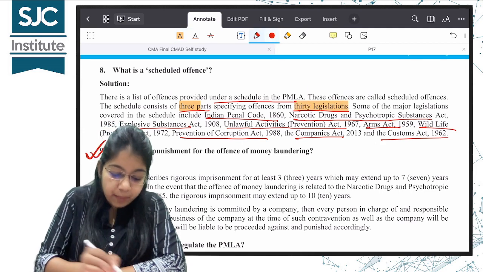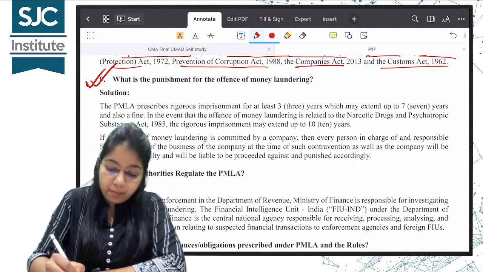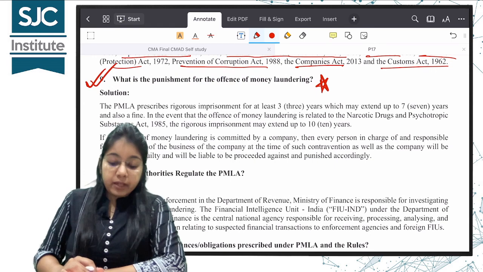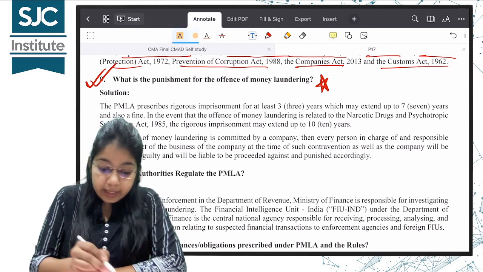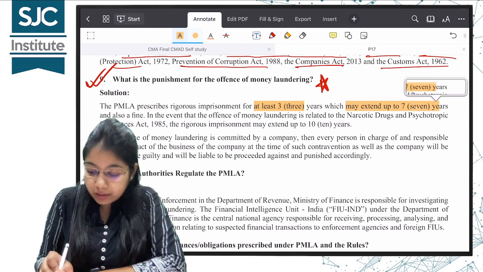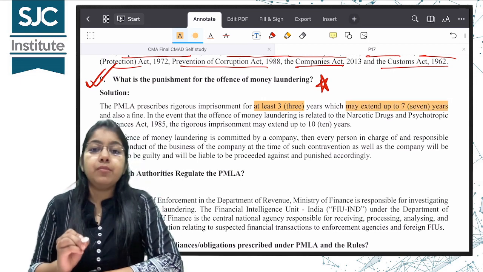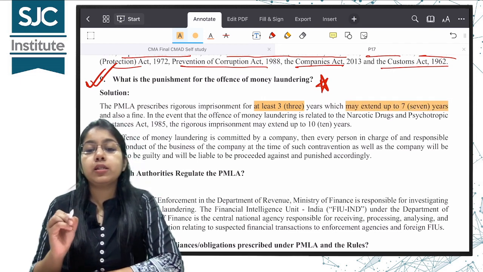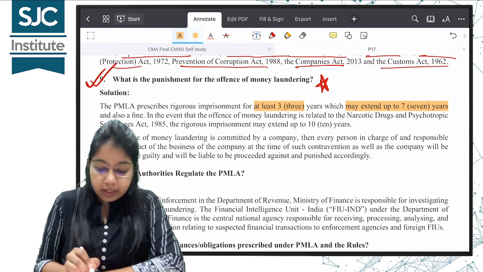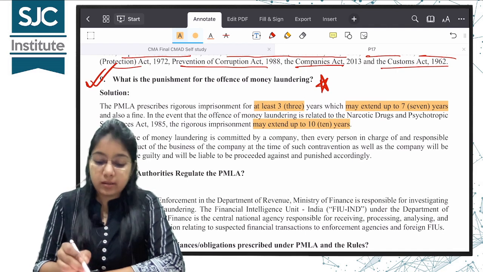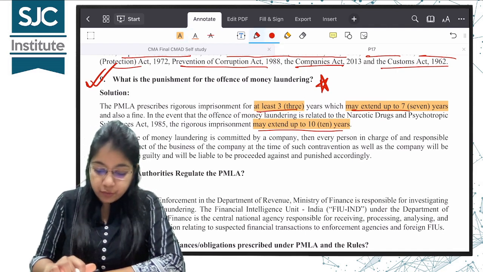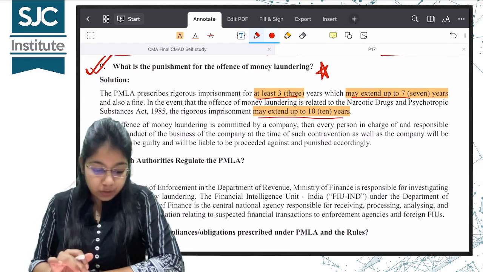Very important, what is the punishment for the offence of money laundering? The PMLA prescribes rigorous punishment, rigorous imprisonment, for at least 3 years, which may extend up to 7 years. And if the crime is associated with the Narcotics and Psychotropic Substances Act, the rigorous punishment may extend up to 10 years instead of 7. Instead of 7, up to 10 years. This punishment has been given in section 5 of the Act, okay?